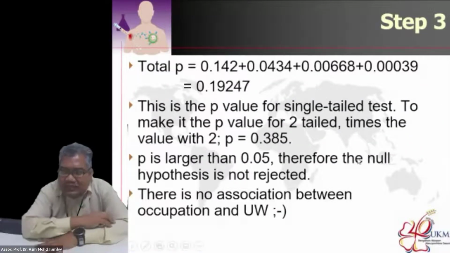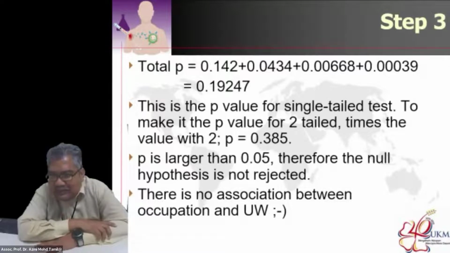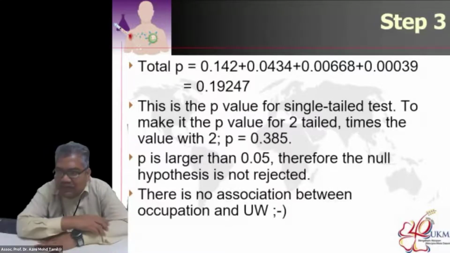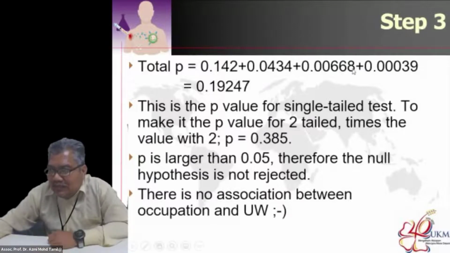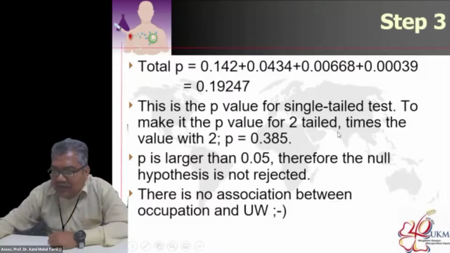Okay, so that is how they calculate for Fisher exact test. And the value that is generated is directly the p-value. So here you can see the p-value is larger than 0.05. Therefore, the null hypothesis is not rejected.